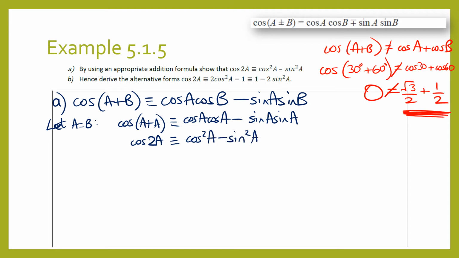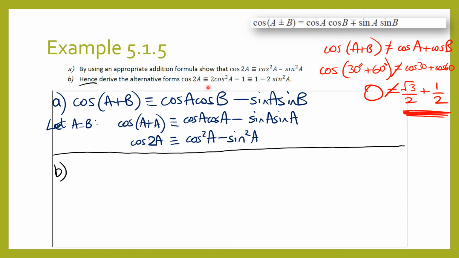That's part A done. In part B, hence derive the alternative forms 2 cos squared A take away 1 and 1 minus 2 sine squared A. Both of those still equal cos 2A and always will because it's an identity, so it works for all values of A. Remember, none of the double angle formulae are given in the formula book. You need to know them. Yes, they can be derived from the addition formulae, however that takes time and you don't want to have to do that every time you need them. Of course, in an exam you could be asked to do what we're doing right now and showing where they come from.